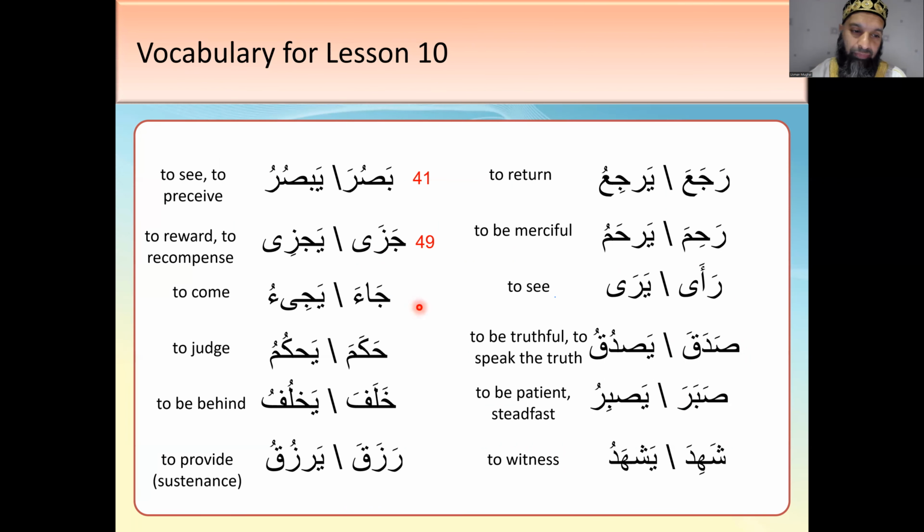Ja'a. Yeah. Ja'a. Yaji'u. Look at what's going on with this one. Yaji'u. Look how different it looks. Weak verb. Look at the present tense. Yaji'u. Yeah. So some adjustment made. Right. Hakama yahkumu. That's normal, regular. Hakama yahkumu. The judge is hakim. Judge. Well, hakim might mean something else in Urdu, but hakim is a judge. Yeah. Hukm, what's the judgment? That sort of thing.